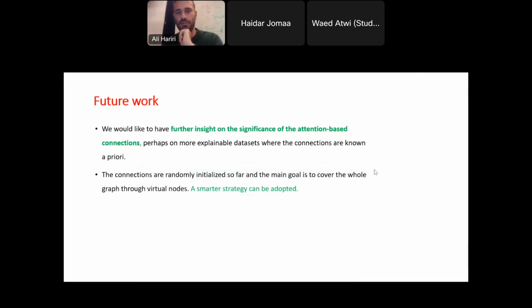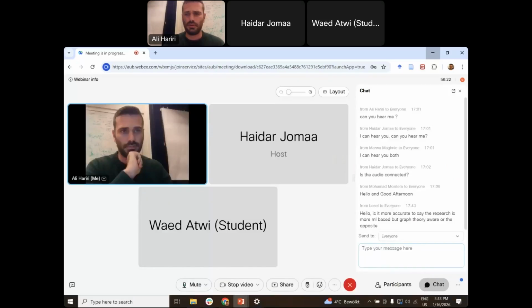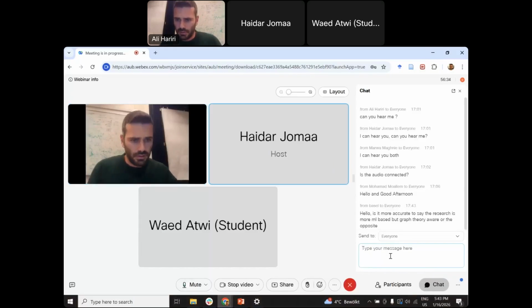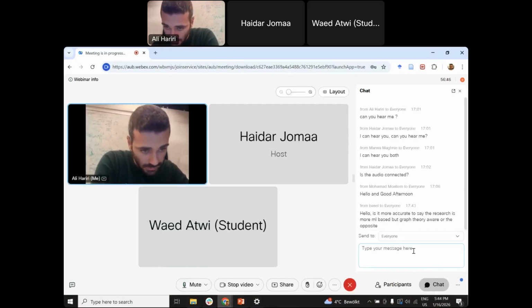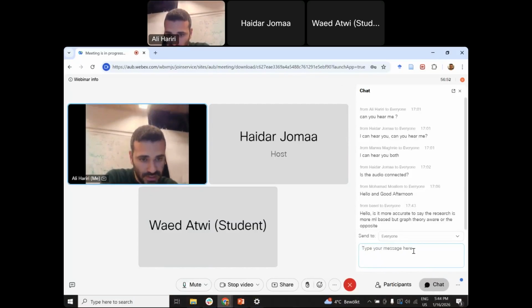Okay, so I have a question before you continue, if you don't mind. Is it more accurate to say the research is more ML based but graph theory aware, or the opposite? What would the opposite be in this case? That it's more graph theory based and less machine learning based.